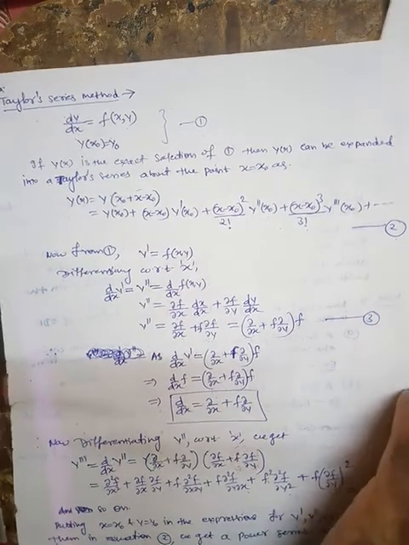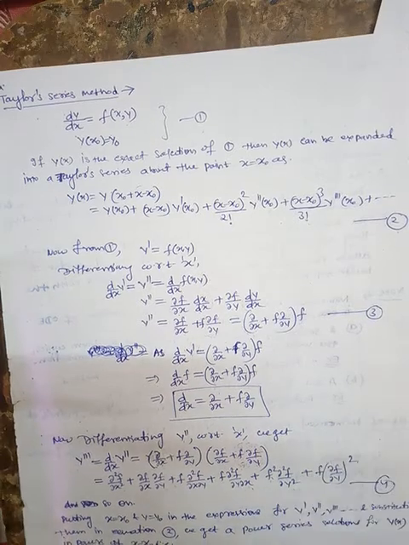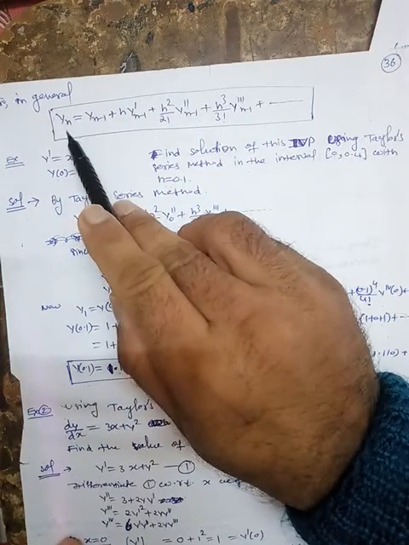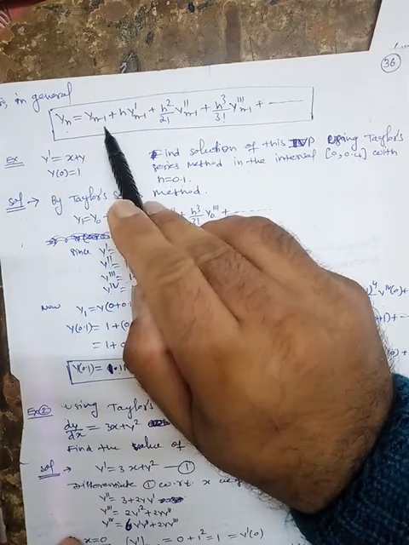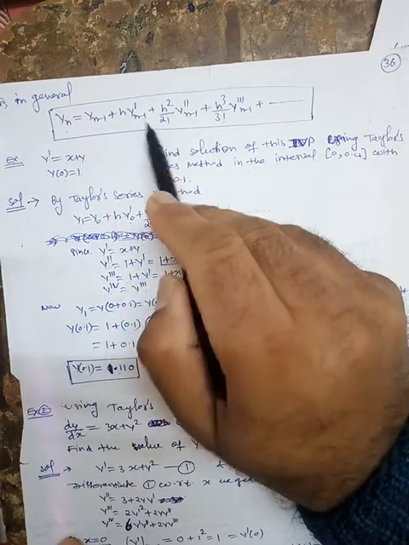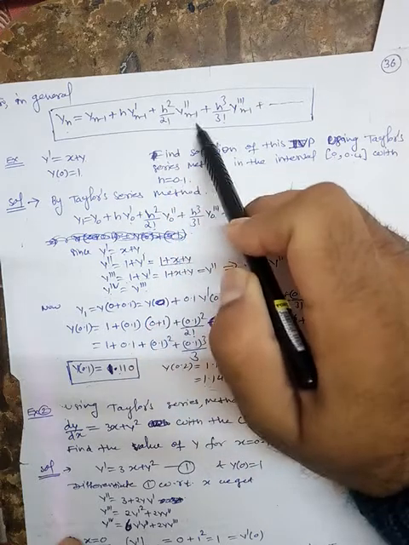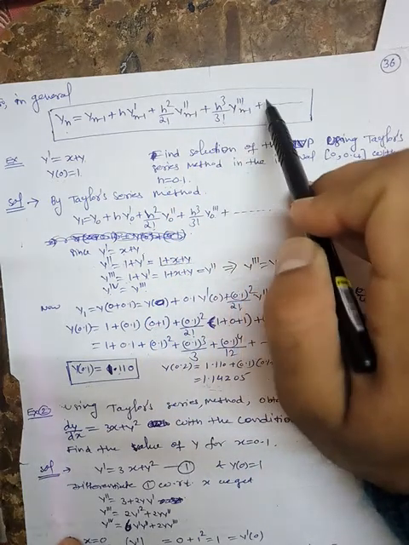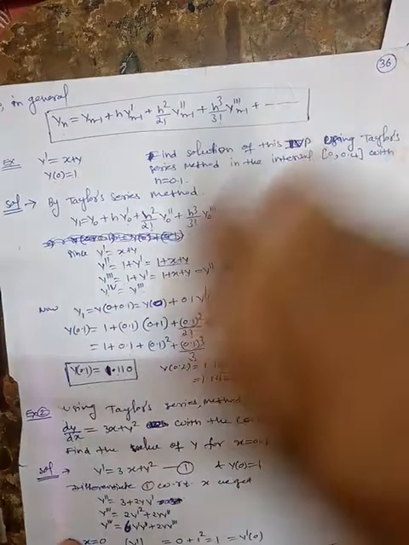Now we will have a general formula. This is the general formula to predict the nth value yn. This is nothing but y(n minus 1) plus h y(n minus 1) dash plus h square by factorial 2 y(n minus 1) double dash plus h cube by factorial 3 y(n minus 1) triple dash plus and so on. So this is the general form.